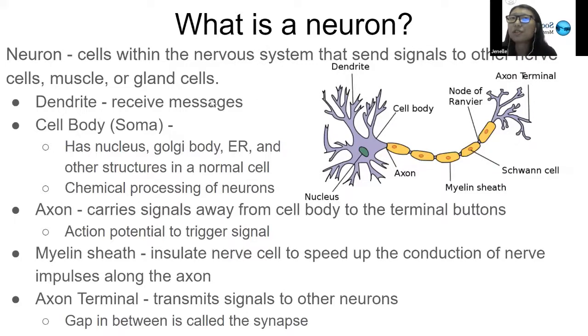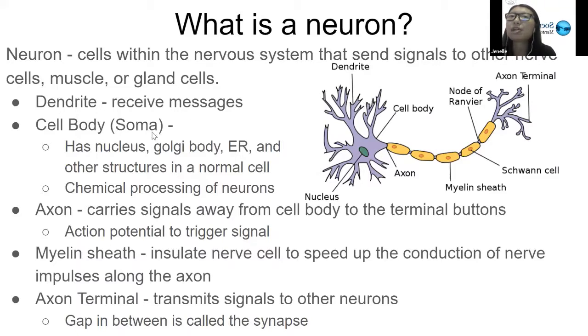So portions of the neuron: the dendrite here is responsible for receiving messages. The dendrite receives messages from these portions at the edge, usually chemical signals from other neurons. And so it will go in here, and then that's where the information will be processed.